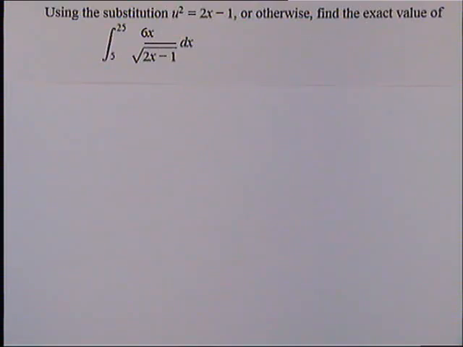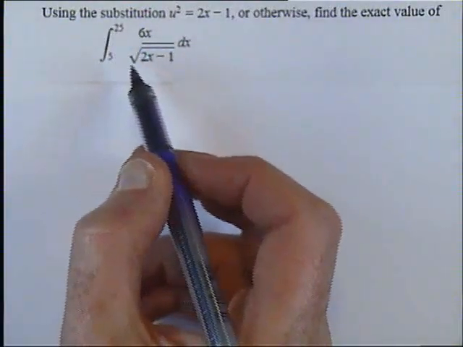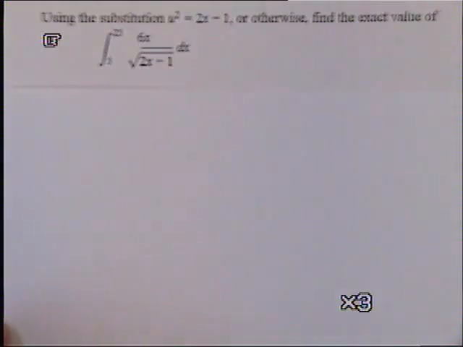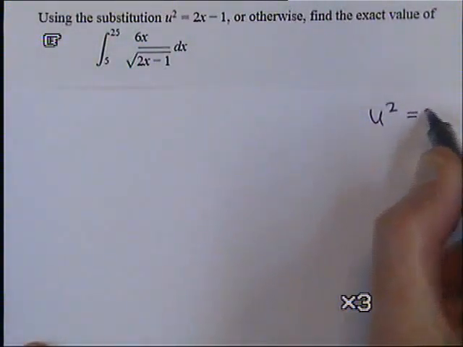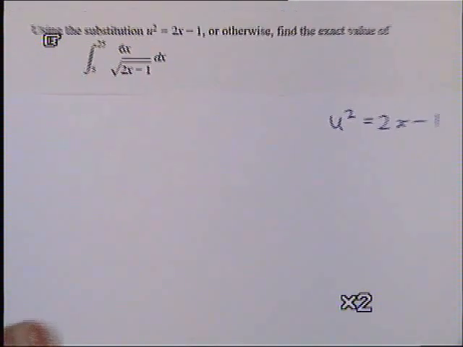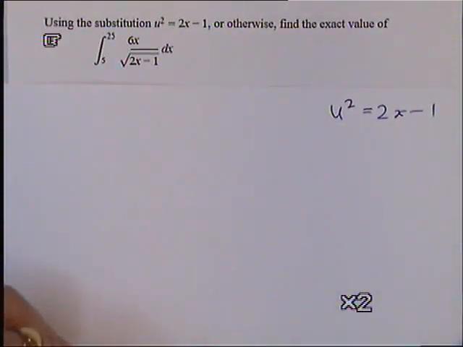Okay, integration by substitution, going over the homework. We've got an integral, it's a definite integral with limits, and we are given a substitution to use. So, the substitution, first of all, is u squared equals 2x minus 1. So we can get that on screen. Okay. Get that focused if I can.